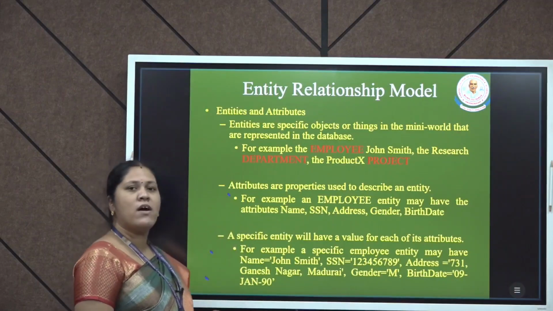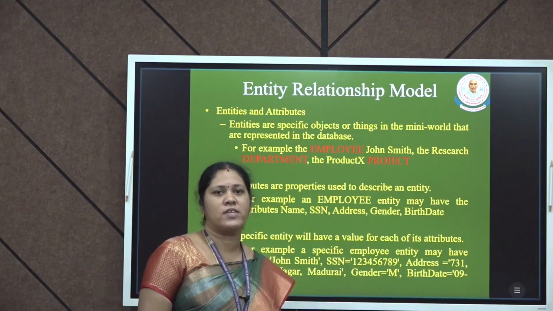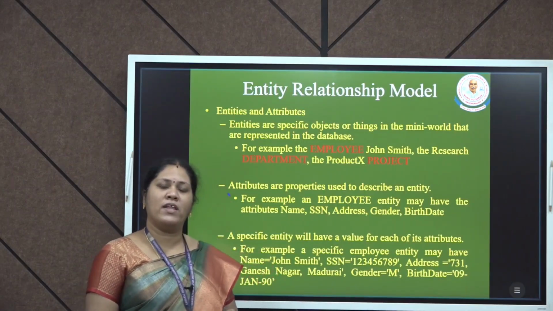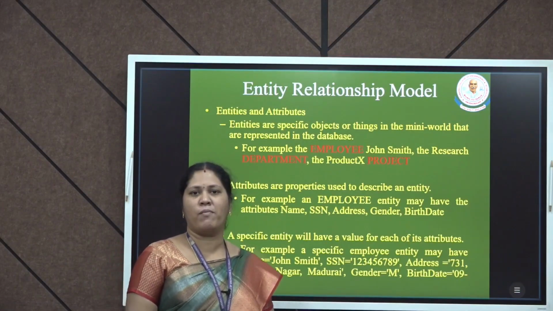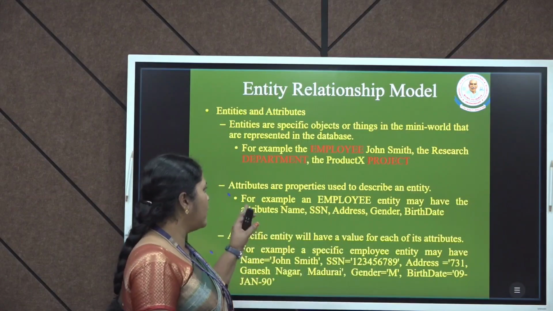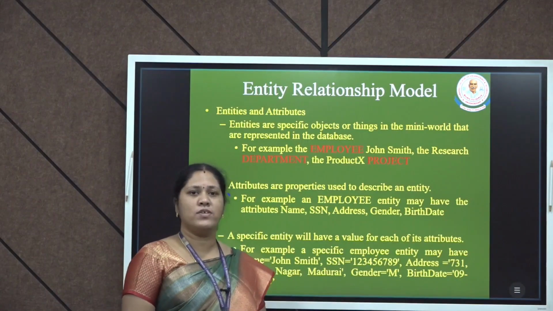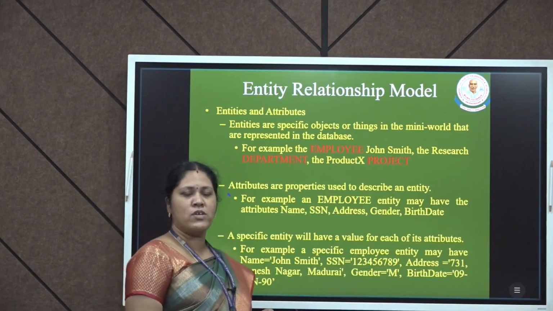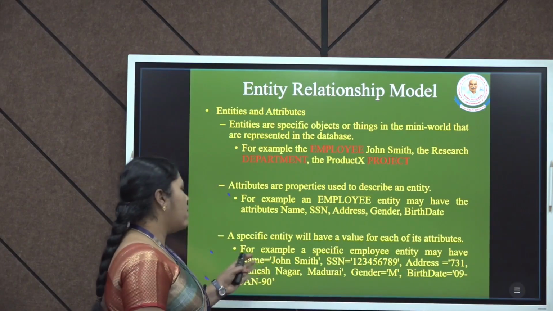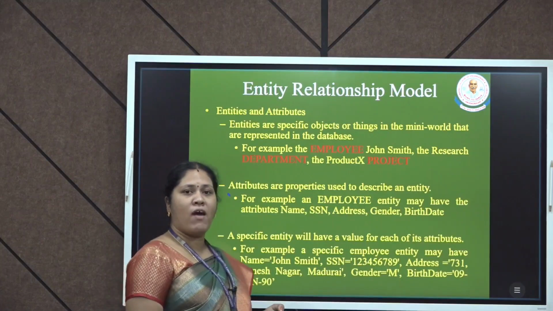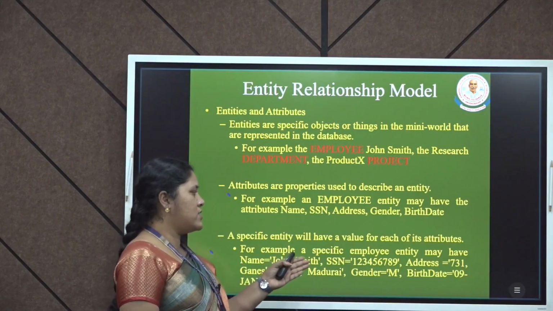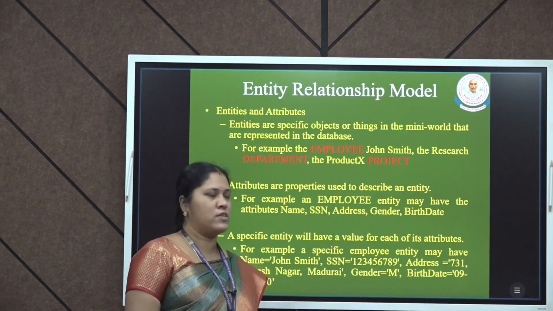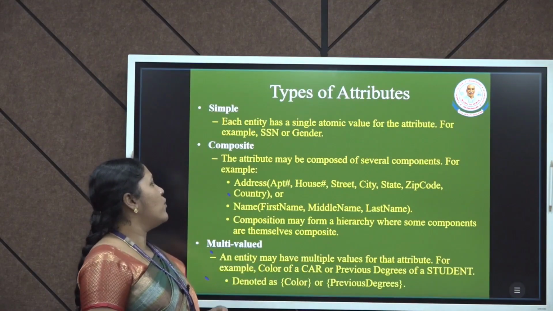Okay, attributes are the properties that are used to describe an entity. For example, if there is an entity employee, the employee name, age, address and phone number, everything will define him. So the attribute is used to describe an entity. A specific entity will have a value for attributes. For example, the name may have Smith, and then his SSN number, his address, every attribute has a value associated with it.